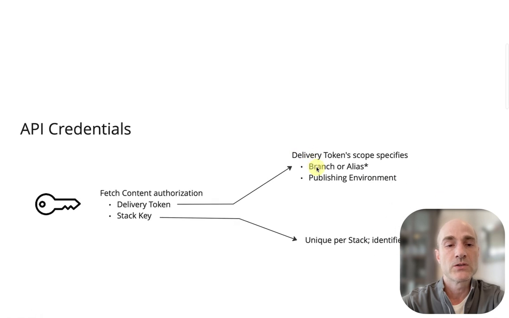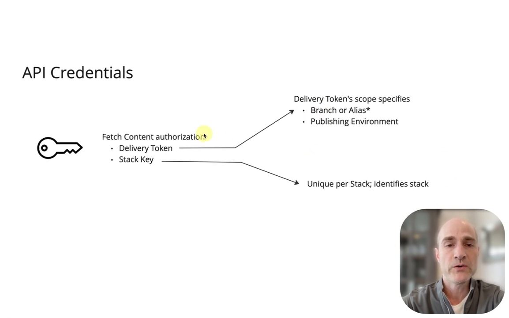Now let's talk about those credentials. It's really composed of a couple of pieces, and it's done through something known as a delivery token. This delivery token, when you create it, creates not just a unique ID associated with that token, but there's also a stack key that's used to identify the stack. So you get both by creating the delivery token, and you can have many delivery tokens. The stack key will not change. It's unique per stack.